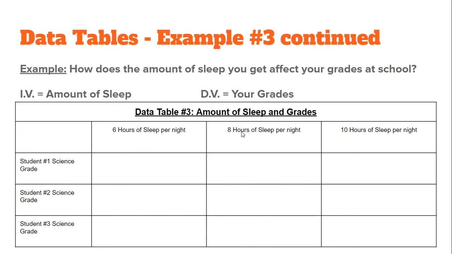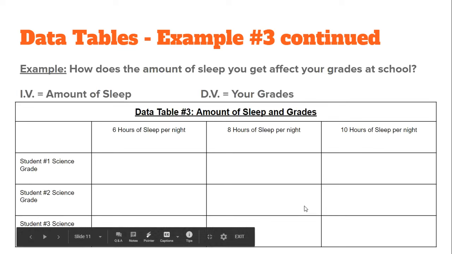Here I thought 6, 8, and 10 hours of sleep might be good numbers. People hear that 8 hours of sleep should be the average, and so what would it be like if it was a little bit more or a little bit less? And then here we've got different students who will do tests so that we have more than one set of data.